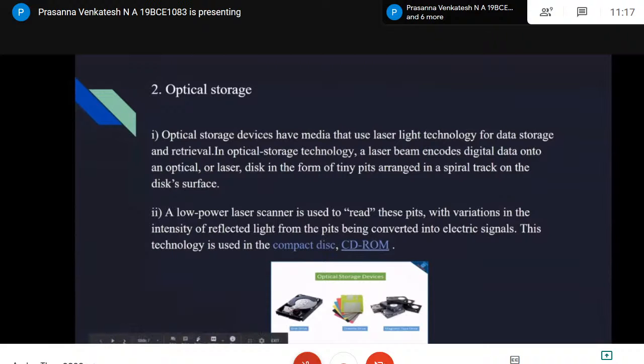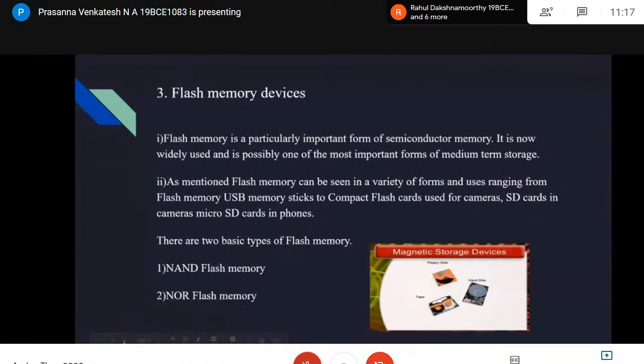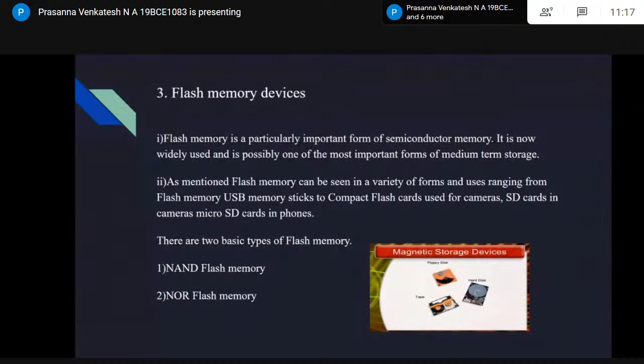And next, I'm going to explain flash memory devices. Flash memory devices were originally used for semiconductor memory, but now they are widely used and are a popular storage medium, and they are of two types, that is NAND flash memory and NOR flash memory. As mentioned, flash memory can be seen in a variety of forms, and it is used in SD cards, in cameras, and also in phones which we use. The SD cards which we use in phones are also based on flash memory devices, as the image suggests.